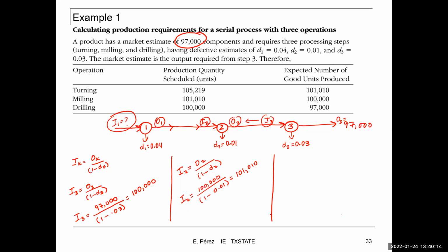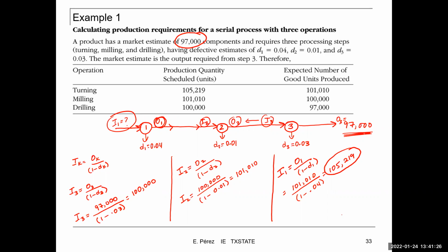And finally, since I2 is going to be equal to O1, I can find I1. I1 is going to be equal to O1 divided by 1 minus D1. So O1 is going to be 101,010 divided by 1 minus 0.04. And this is equal to 105,219. So this is the number of units that I need. I need 105,219 units to begin with, if I want to get 97,000 good units at the end of the process. Okay, so this is basically telling me that you have about 8,000 units that are going to be defective and that we cannot deliver to the customer.